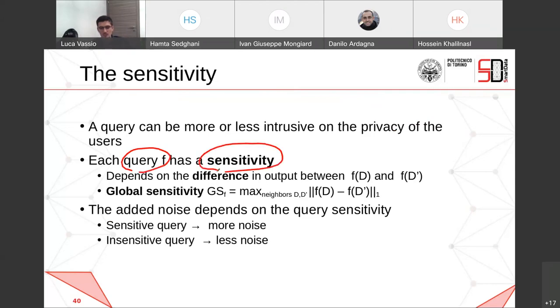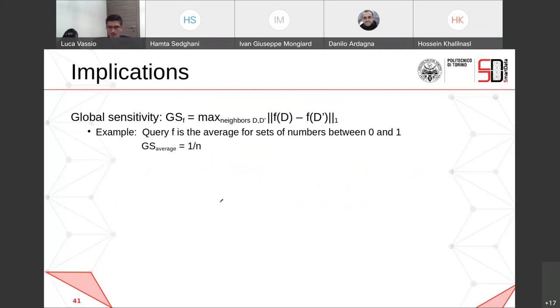And usually this sensitivity will depend on how much the output will differ between f of the dataset and f of the neighboring dataset, so a little bit different. One possible definition of sensitivity is global sensitivity, that is the L1 difference. So basically the maximum of the difference. It's called GS of f.